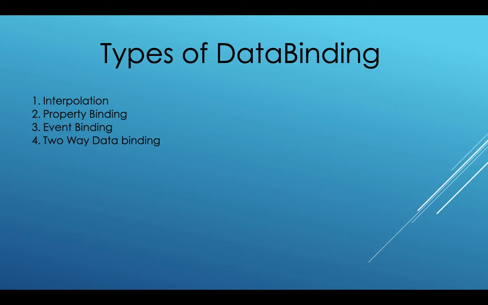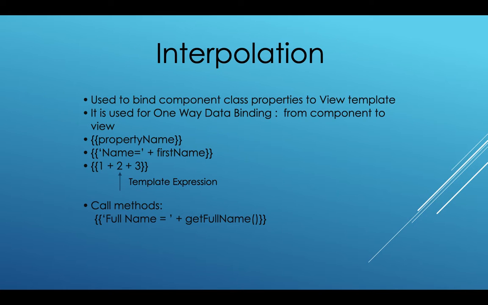So what is data binding basically? Most of the code that we are going to write in Angular is TypeScript code, right? So in TypeScript we are going to write the properties and we are going to bind those properties into our HTML file, right? So what are the different types of data binding that we can use in Angular? The different types of data binding are interpolation, property binding, event binding, and two-way data binding. In this video we are going to discuss interpolation.